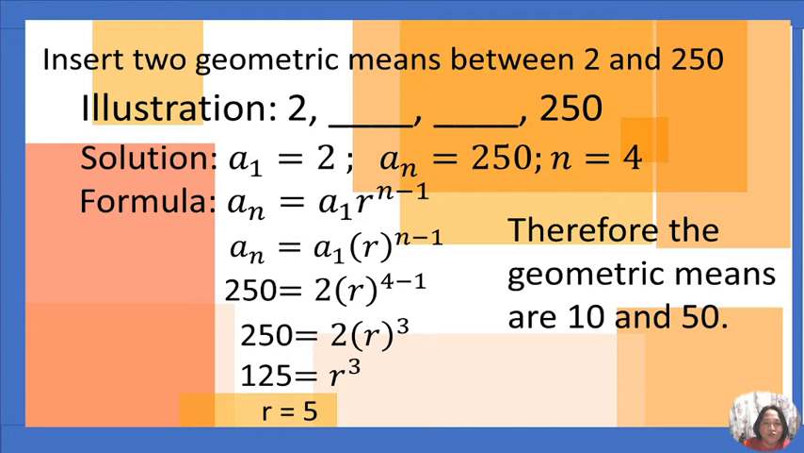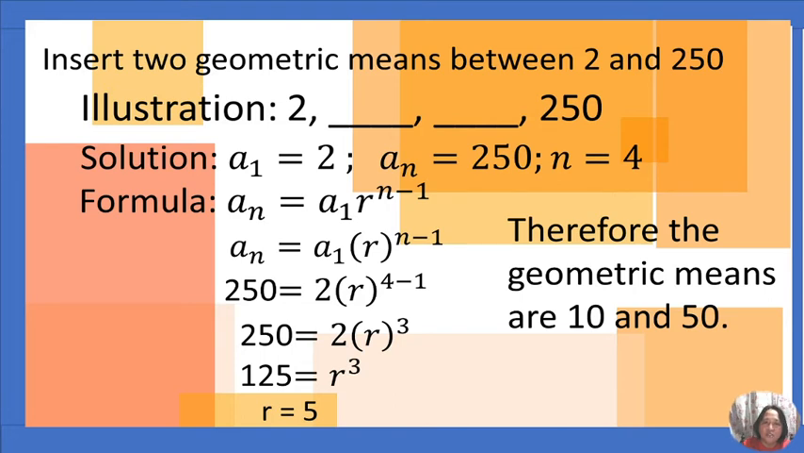So by substitution, you have 250 equals 2r raised to 4 minus 1, and 4 minus 1 is 3. So you have 250 equals 2r cubed. Dividing both sides by 2, you have 125 equals r cubed. Getting the cube root of each, the cube root of r cubed is r, the cube root of 125 is 5. So you have the ratio equals 5.